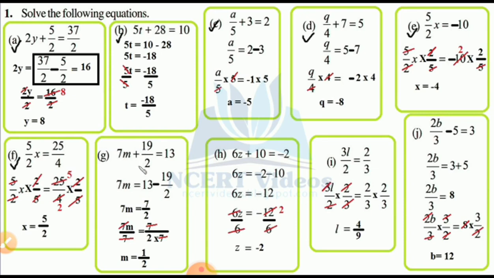Here we have 7m + 19/2 = 13. We can transpose 19/2 to the right side. On the left side it was a plus sign, on the right side it becomes a minus. Now 13 minus 19/2. Actually 13 is not there; 13/1 is there. So the LCM of 1 and 2 is 2. 13 2s are 26. 26 minus 19 is 7. So 7/2 is the simplification.